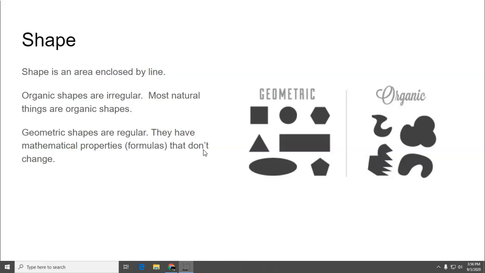Geometric shapes are regular. They have mathematical properties, formulas that don't change. All circles have 360 degrees. All triangles have 180 degrees. And the circle circumference uses the same formula, whether it's a tiny circle or a big circle. They're regular.